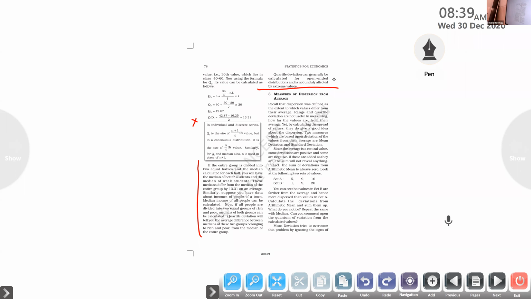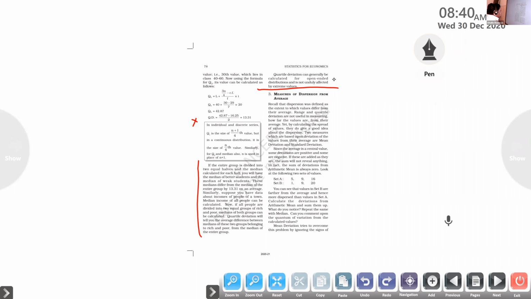Next we are moving to the next topic, measures of dispersion from average. First we want to find the average, then we want to find the dispersion. So here we want to go back to the previous chapter, measures of central tendency, where we studied how to find the mean, median, and mode, by direct method, indirect method, and various other methods. We want to apply those here.